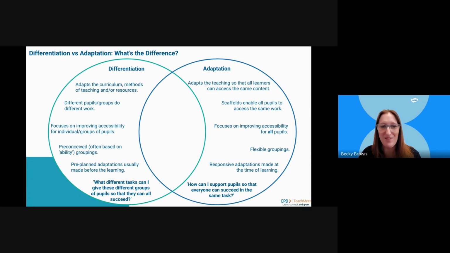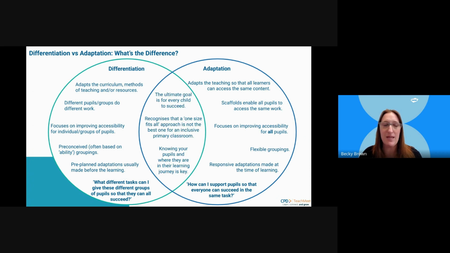So differentiation is about what different tasks can I give these different groups of pupils so that they can all succeed. And adaptive teaching is more, how can I support pupils so that everyone can succeed in the same task? And when we say same task, it might not be identical, but the concept will be the same. So it sounds like these two approaches are very much fighting against each other, but at the heart of them, they both have the same key ideas.